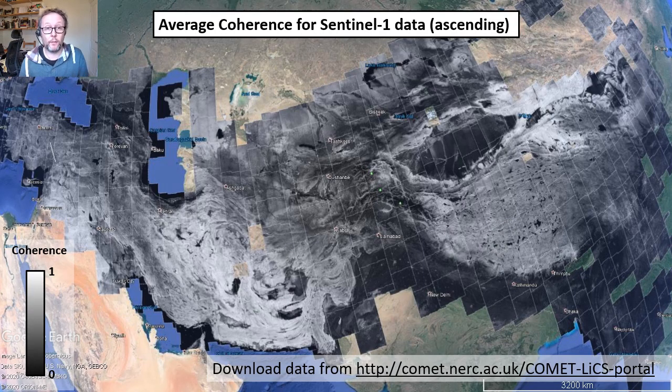Once you have all of that data, you can do things like this, which is plot the coherence over a very large region. So this shows that there's some variability. In fact, it's a really beautiful data set showing the different surface types. So this is a function of vegetation, for example.